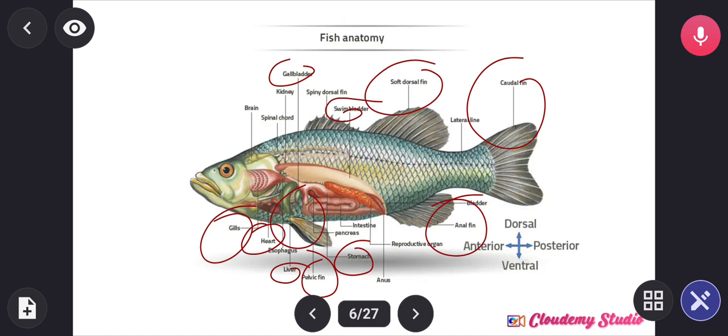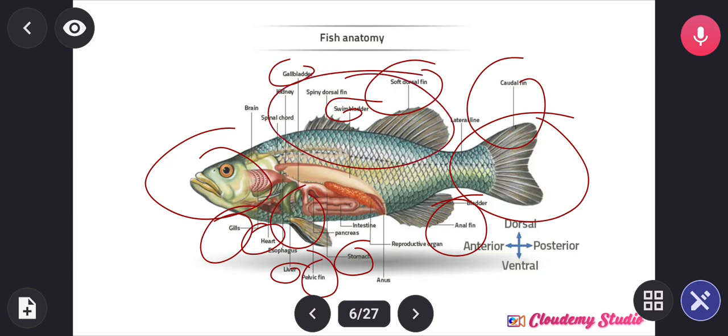You understand? And this part is known as the anterior part. This part is known as the posterior. This part is known as the dorsal, and this part is known as the ventral part. You understand? So this is anterior, this is posterior, this is dorsal, and this is ventral. In case I'm describing them and I say the posterior or the anterior, you can know what I'm trying to say here.